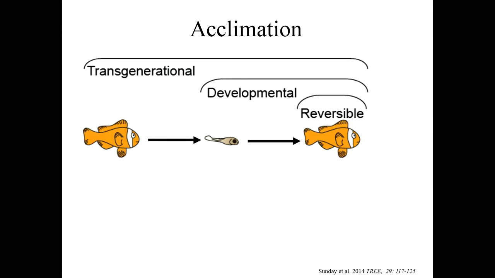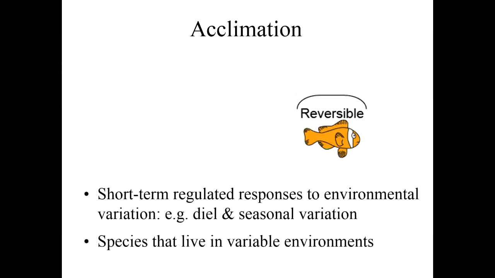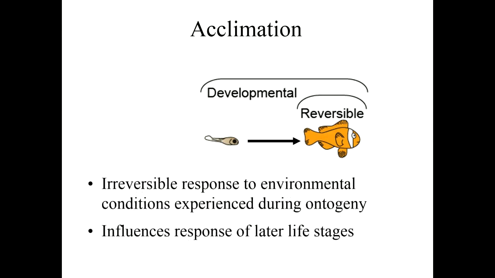There are three broad types of acclimation in terms of how long animals are exposed to an environmental fluctuation or change. There's reversible. This usually happens in adults. And these are short-term regulated responses to environmental variation. They're the sorts of things that you see in populations that experience a lot of daily or seasonal variation. They can acclimate to seasonal changes, some big winter or summer changes. For example, their physiology can adjust. And that's quite commonly known. It's the sort of thing that most people think about when they think about acclimation.